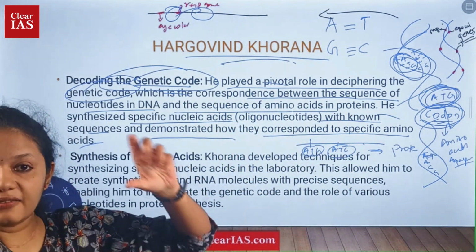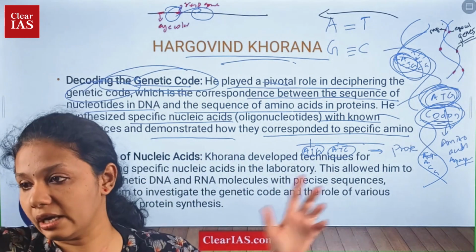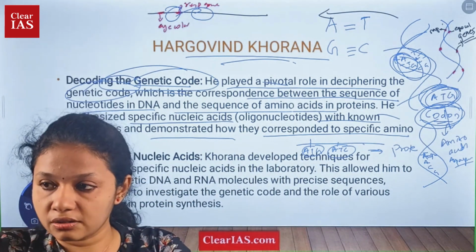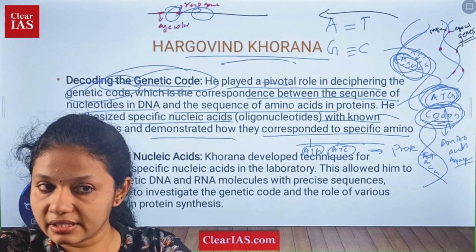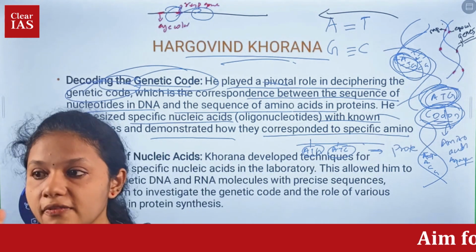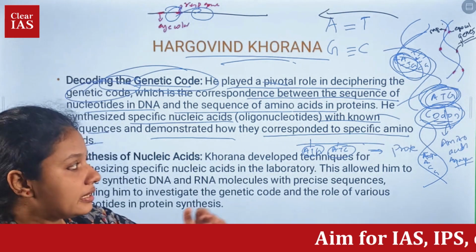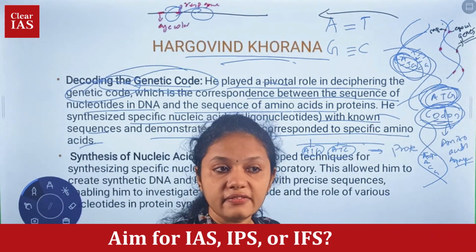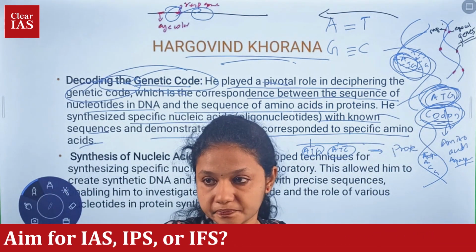He demonstrated which codons code for one amino acid. Three nucleotides form a codon, as I said. A codon stands for one amino acid. He depicted which codon codes for which amino acid. All others will be a combination of these only.